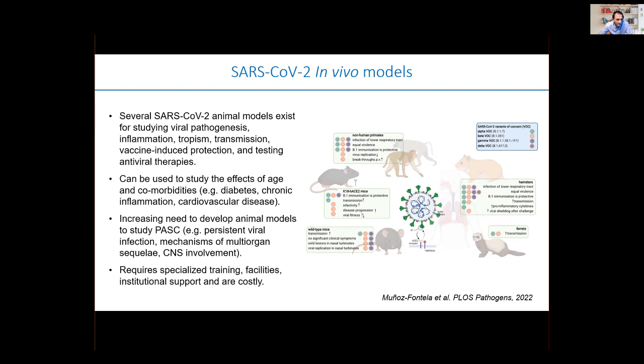There's certainly an increasing need to develop animal models to study PASC, looking at persistent viral infection, mechanisms of multi-organ sequelae, as well as CNS involvement. But one of the major drawbacks and limitations of using these animal models is that it requires specialized training. Typically, these require ABSL-3 facilities on campus, such as enhanced biosafety level containment for animals, institutional support, and lots of vivarium staff and support staff training to be able to support the needs of these animals within these high containment facilities. And as well, for studying things like PASC, they're going to be costly.